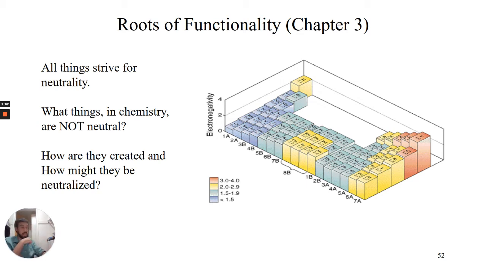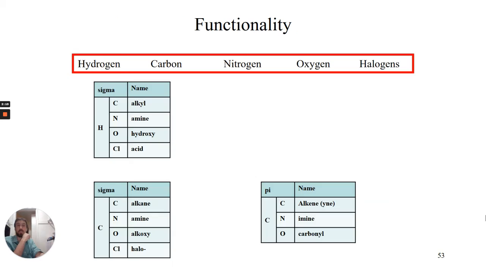Okay? After that, of course, I'm not connected, so let's try that again. We're looking at our same core elements, hydrogen, carbon, nitrogen, oxygen, and our halogens, and we're asking what happens when we connect them. We addressed sigma versus pi bonds. If we take a hydrogen and sigma bond it to a carbon, how is that different from a hydrogen sigma bonded to a nitrogen? Does that change the chemistry?